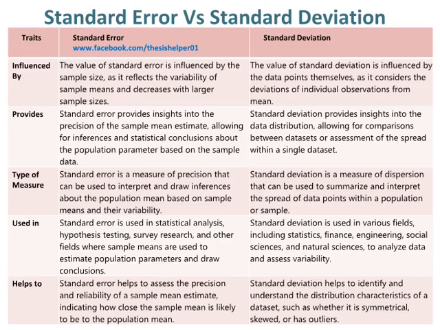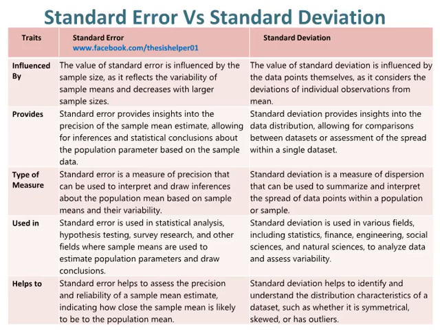a single dataset. Standard error is a measure of precision that can be used to interpret and draw inferences about the population mean based on sample means and their variability. Whereas, standard deviation is a measure of dispersion that can be used to summarize and interpret the spread of data points within a population or sample.